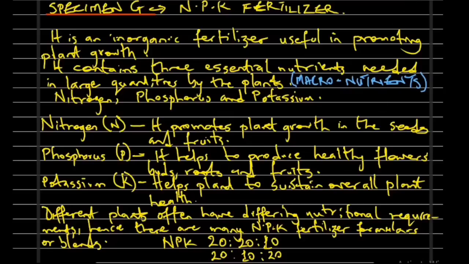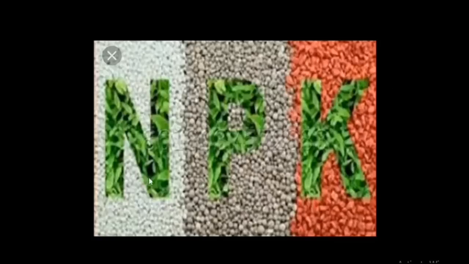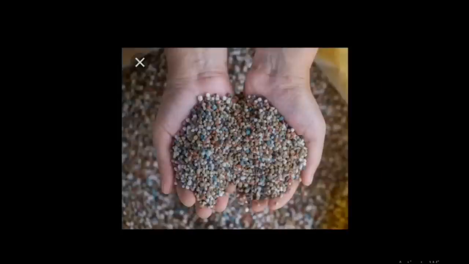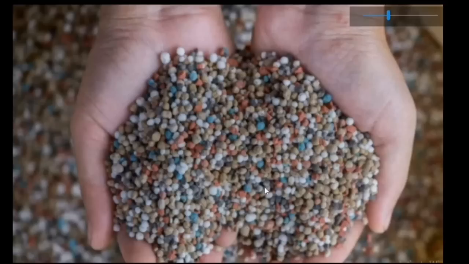So looking at the formulas now, these are a few examples. You can see nitrogen, phosphorus and potassium, NPK. So that is how it looks. The potassium has a complementary reddish brown color, the phosphorus looks ash, and the nitrogen is more or less white. So we have it in a mixture looking like this. So we have the reddish brown, the ash as well as the white mixed together.